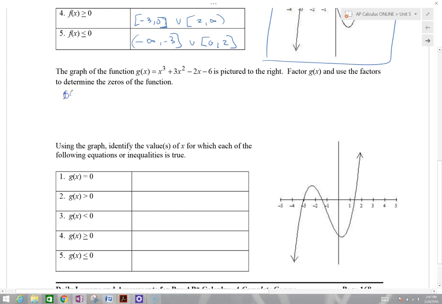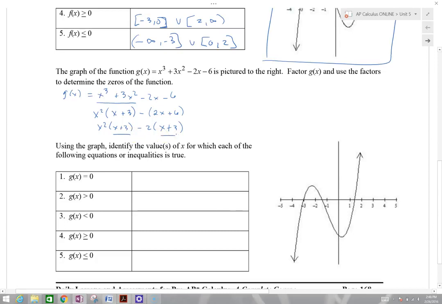Alright, so g of x is equal to x cubed plus 3x squared minus 2x minus 6. There's nothing common about those. Since there's 4 terms, I'm going to look and see if I can factor by grouping. So I'm going to take these 2 terms and find out what's common. Looks like it's an x squared, leaving me with an x plus 3. I'm going to go ahead and factor that negative out here. And I want to find out what's common about 2x and plus 6. Looks like there's a 2.